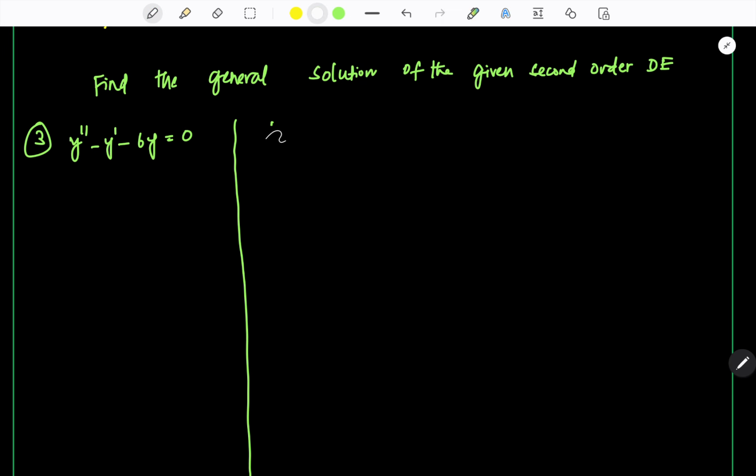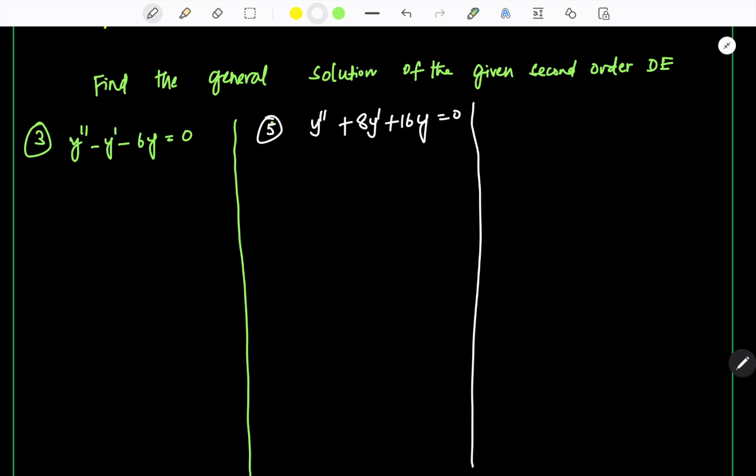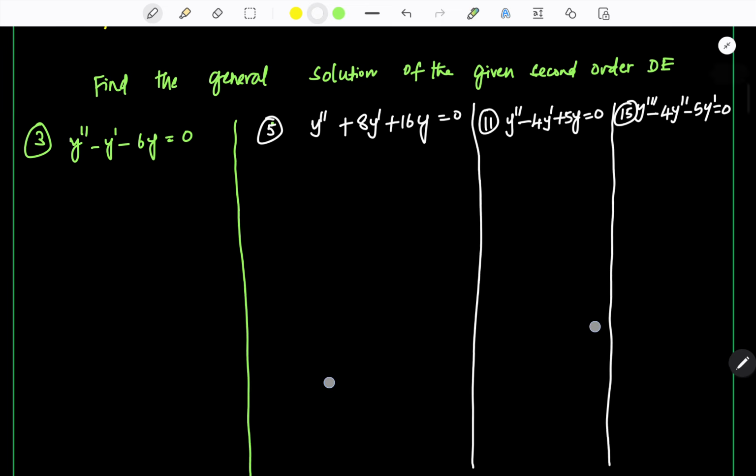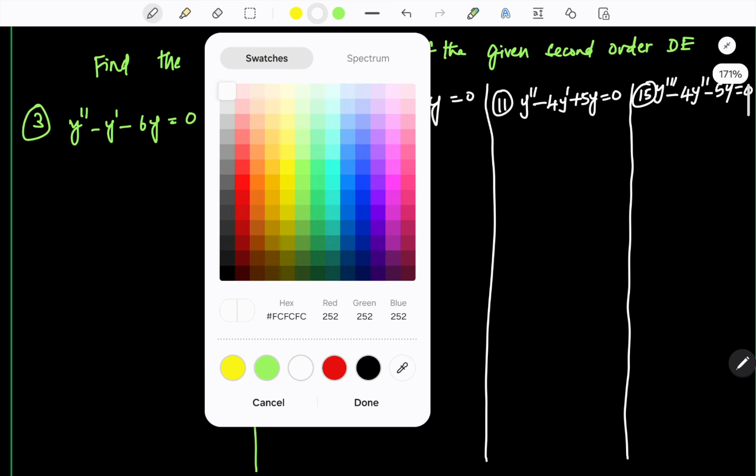Next question is number 5. Find the general solution. y double dash plus 8y dash plus 16y equal to 0. This is the next question. And the next question is question number 11, which is y double dash minus 4y dash plus 5y equal to 0. And the next question is question number 15: y triple dash minus 4y double dash minus 5y dash is equal to 0. First we solve these questions. So let's go to the solution.